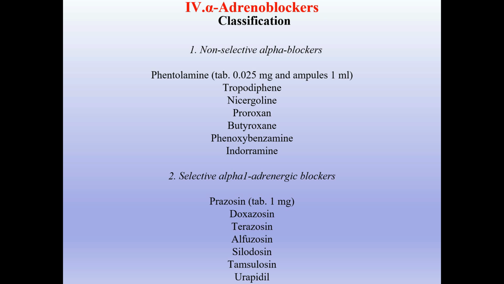Classification of alpha adrenal blockers. Once again, we stopped on these drugs in lecture 5, but I would like to remind you this information. Non-selective alpha blockers: phentolamine, tropodephan, nicergoline, proroxan, butyroxan, phenoxybenzamine, and indoramine. And selective alpha-1 adrenergic blockers: prazosin, tablets 1 mg, doxazosin, terazosin, alfuzosin, silodosin, tamsulosin, and urapidil.